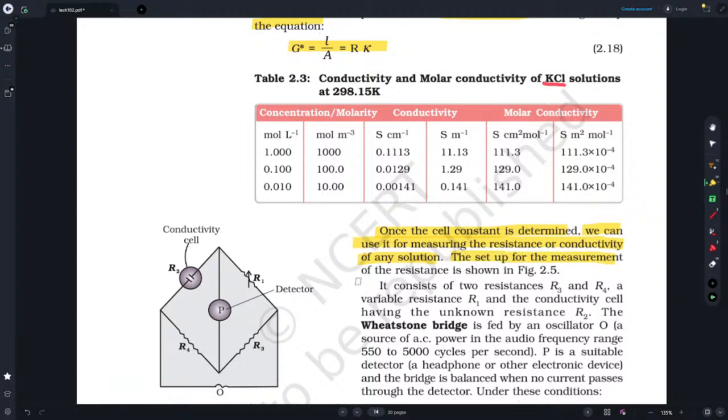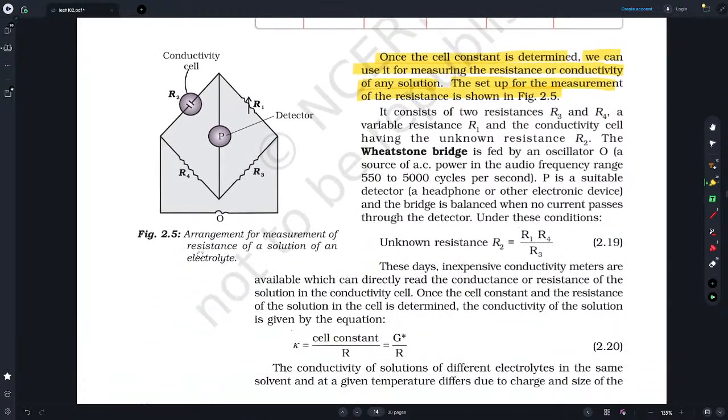The setup for the measurement of the resistance is shown in figure 2.5. Here they took a Wheatstone bridge. This is an oscillator which is providing the AC source, because a DC source, with prolonged exposure, will change the composition of the solution, so the oscillator provides AC current. In this bridge, R3 and R4 are fixed, and R1 is a rheostat, meaning a variable resistance. As we change the resistance, when the balanced condition R2 by R4 equals R1 by R3 arrives, the detector will show zero deflection, meaning the current here will be zero.